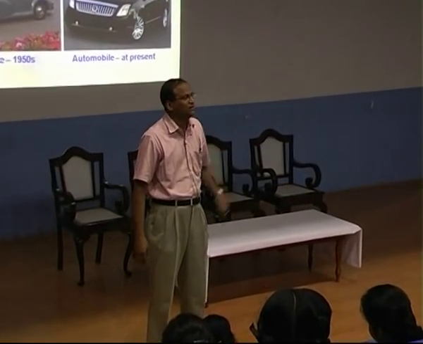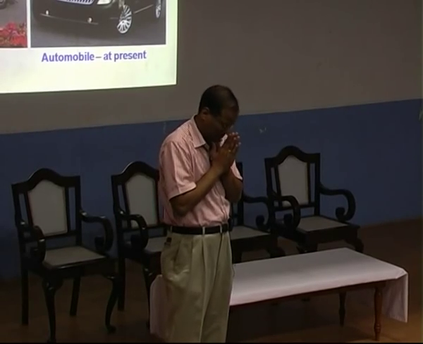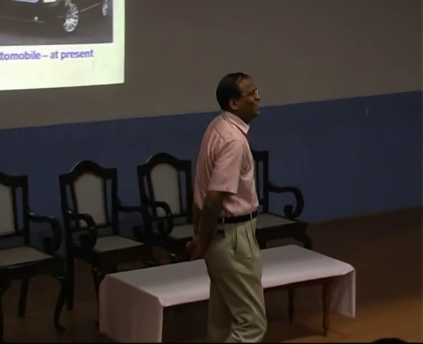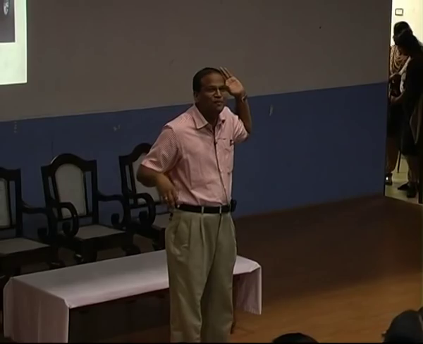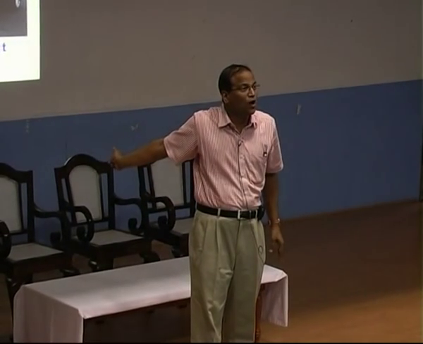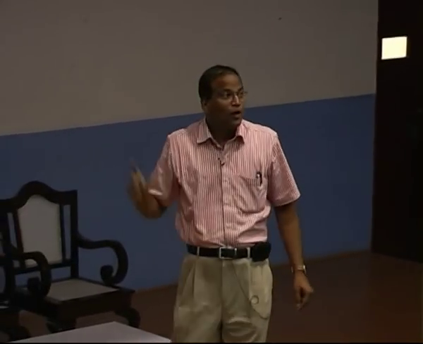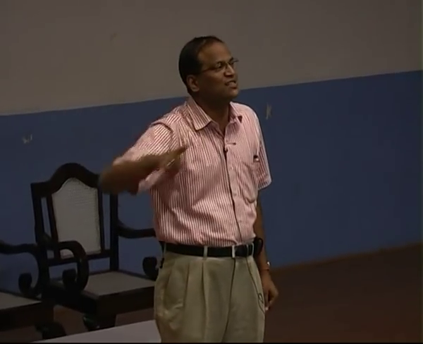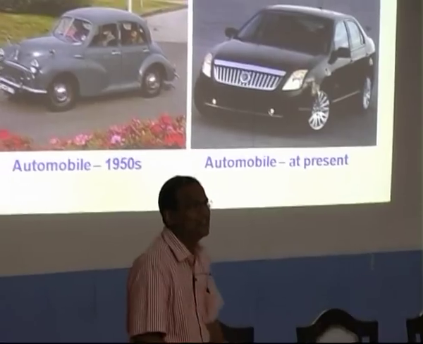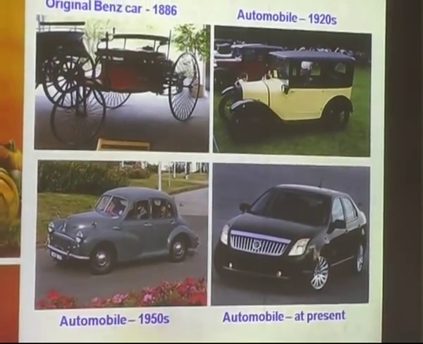Then look at the body. In 1896, the body was mainly made of wood. Now it is a lot of aluminium. Even the engine is aluminium. Now, look at the size of the engine for the 1886 car and the modern car. Even in the 1950 car, the front part is mostly the engine. So the engine has become critical because people want more speed, more control, everything.